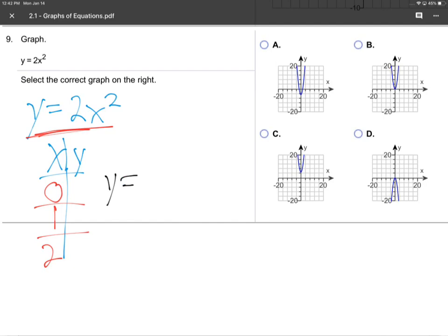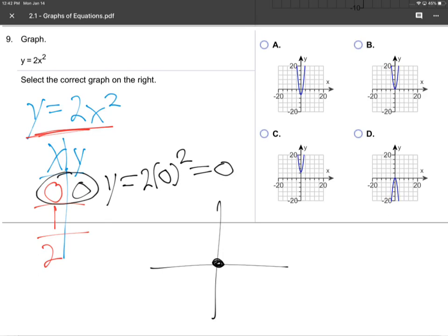So y equals 2 parentheses 0 squared. That's just 0, right? 0 squared is 0. 2 times 0 is 0. So that's just 0. What does that mean? That's the dot 0, 0. That's the origin, huh? See this 0, 0 here? That's over 0, up 0.